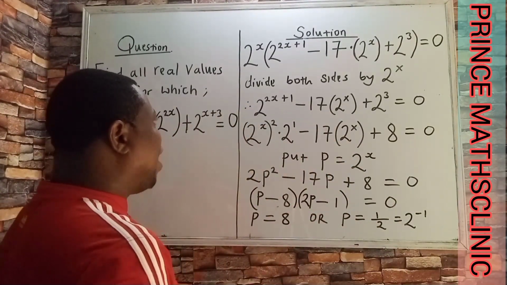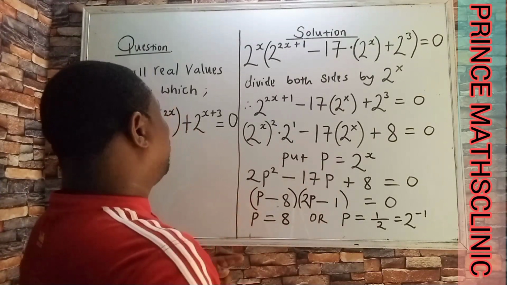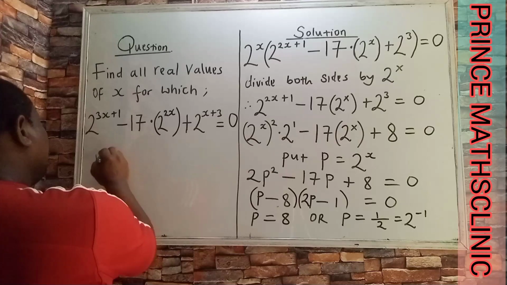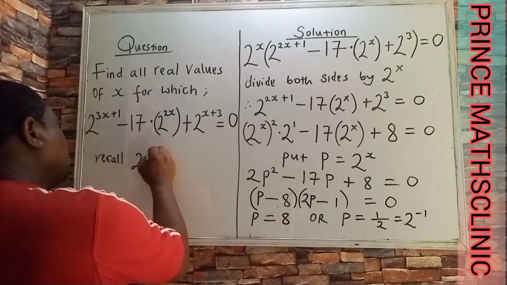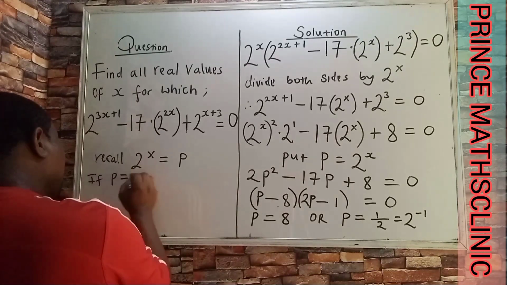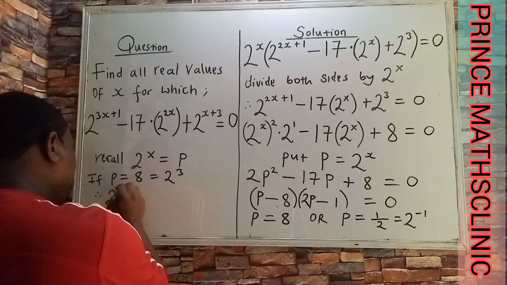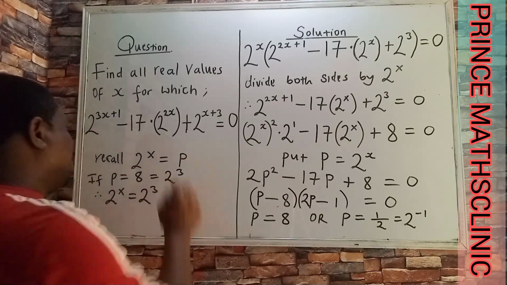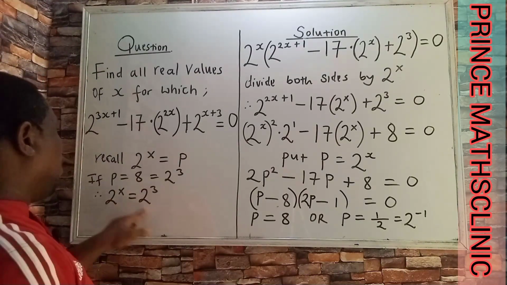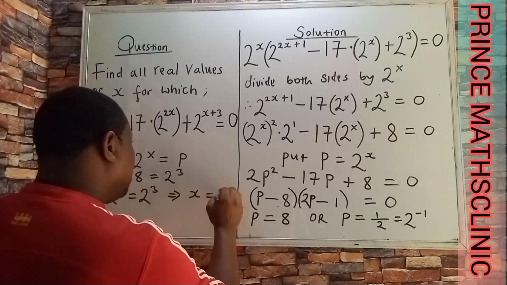But we are not asked to find the value of p. Remember, I was the one that introduced p here. So I will now go back. Recall that my 2 to the power of x is equal to p. Let me say if p is 8, and 8 is the same as 2 to the power of 3, therefore 2 to the power of x will be 2 to the power of 3. And we know that when the bases are equal, the powers are the same. So this implies that my x is equal to 3.